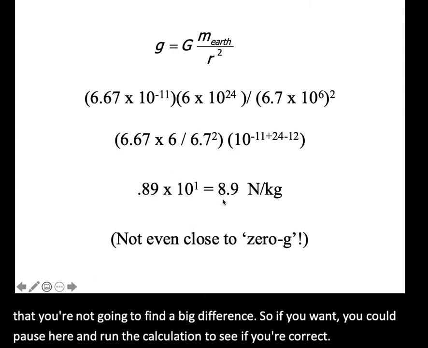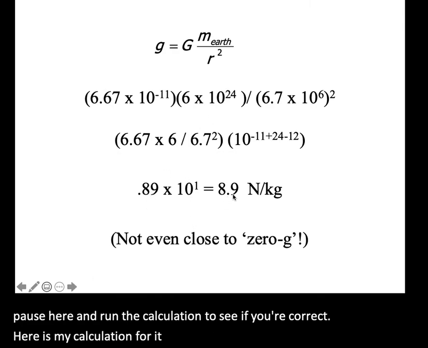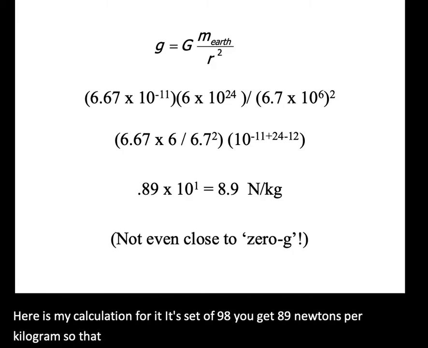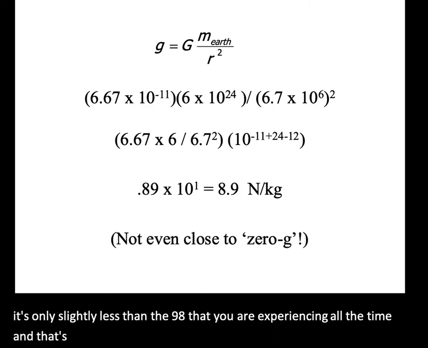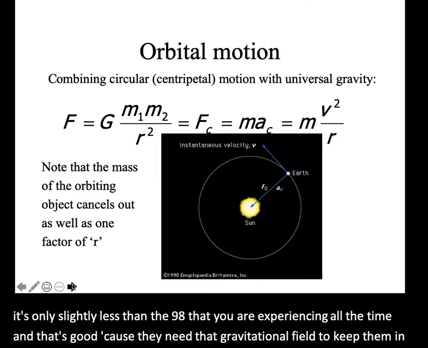Here's my calculation for it. Instead of 9.8, you get 8.9 newtons per kilogram. So that is definitely not zero, right? That's nowhere close to zero. It's only slightly less than the 9.8 that you and I are experiencing all the time. And that's good because they need that gravitational field to keep them in orbit, right?